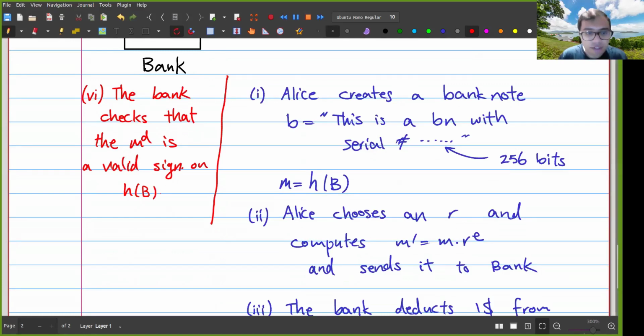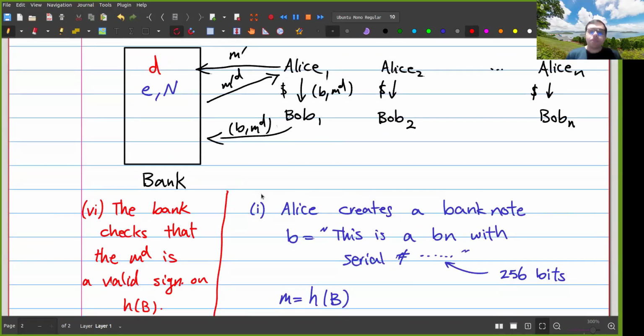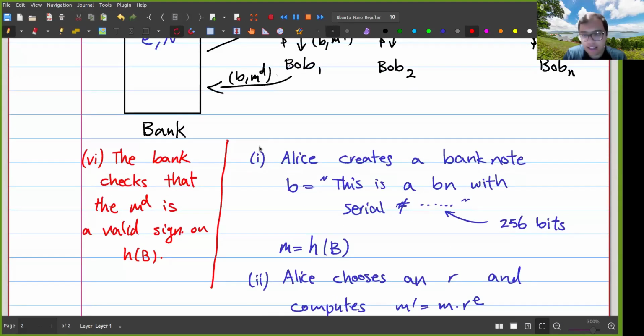Okay, this is the first check. But also, we have to stop double spending here, right? So Bob knows this particular banknote and signature on the banknote. So Bob can just deposit the same banknote several times. Or maybe Bob deposits this banknote and Alice also deposits the same banknote. Or maybe Alice gave the same banknote with the valid signature of the bank to many different people, to Bob and Carol and Charlie and so on, right? So we want to make sure that each one of the banknotes can be deposited only once.